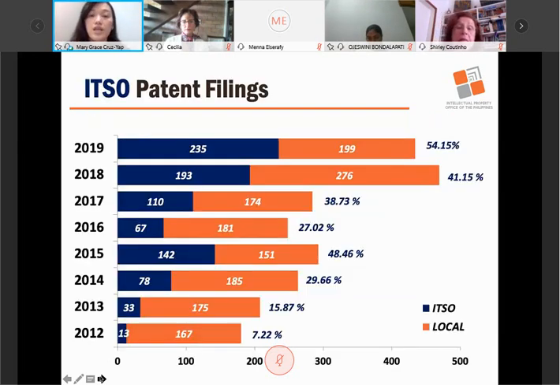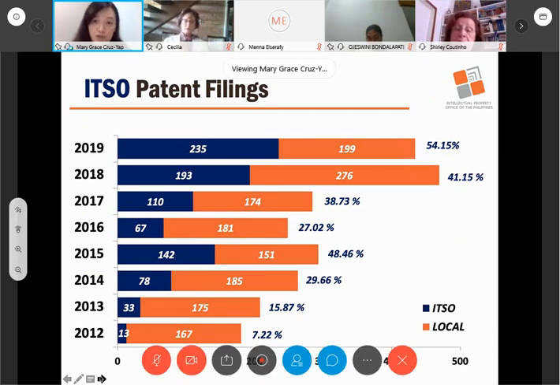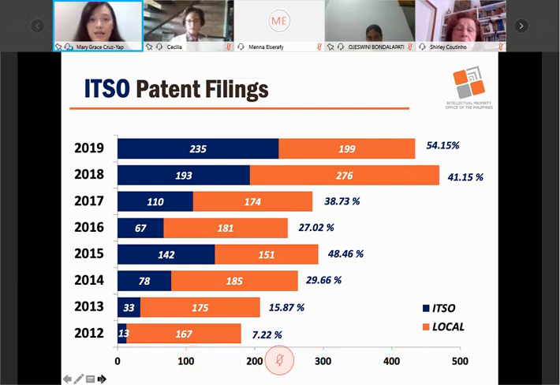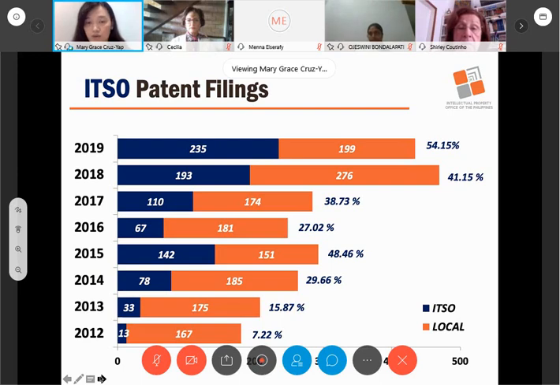Just to give you an indication of how the ITSOs, the Innovation Technology Support Offices of the Philippines, are contributing to the entire local patent landscape, you can see that since our public launch in 2012, all the way to last year, 2019, the contribution of ITSO patent filings has gone from 7.22% up to 54.15%. That means half of our local filings are actually coming from the universities and the research institutions themselves.